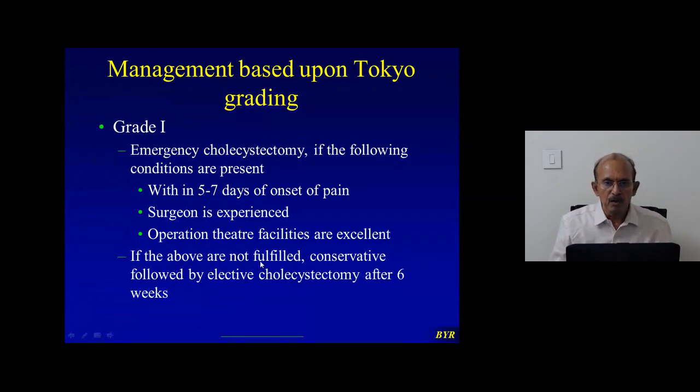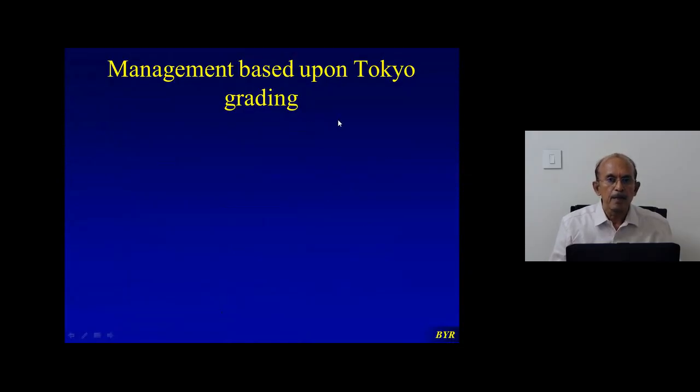If the above are not fulfilled, conservative treatment followed by elective cholecystectomy after 6 weeks is the treatment of choice. This is for grade 1 patients. Grade 2 patients, that means localized inflammation is severe. You are suspecting some spreading infection due to perforation, emphysematous cholecystitis, abscess, gangrene, etc.